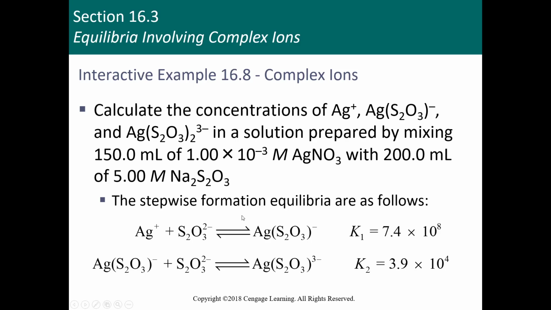So right here what we have is a stepwise formation equilibrium of these different complexes. The first one right here is this complex, and that's going to be formed from silver and this S2O3 polyatomic anion. Now the next one is going to take this as the reactant and add another S2O3, and again that will form our final complex here. This is going to have a K1, for adding the first S2O3, and a K2 for adding the next S2O3.